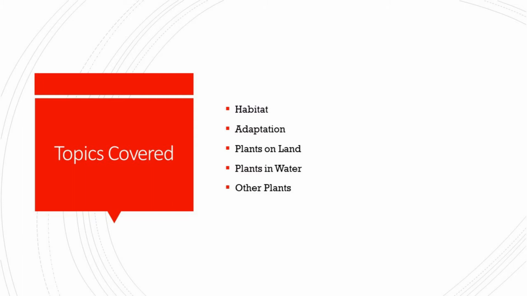In the earlier video we discussed what adaptation is. So what is adaptation? Adaptation is special features that help a plant or animal to survive in their habitat. Now what is habitat? Habitat is the local environment of a plant or animal, which is known as habitat.